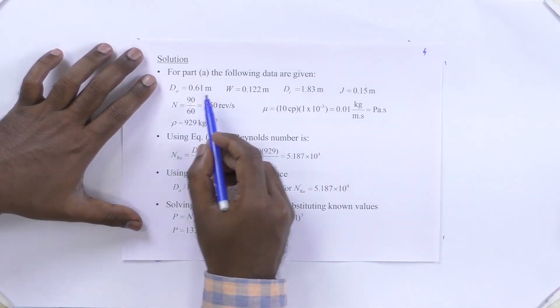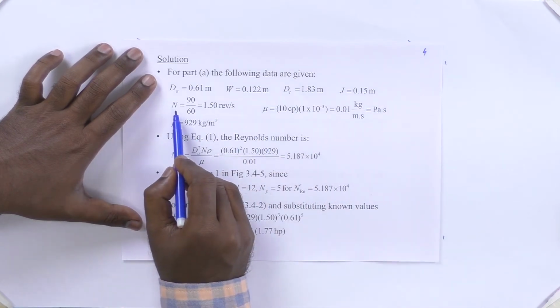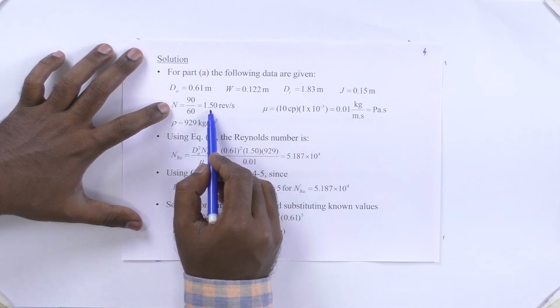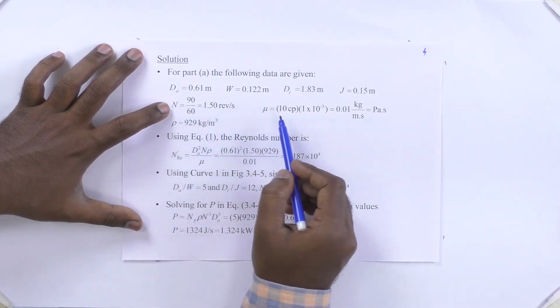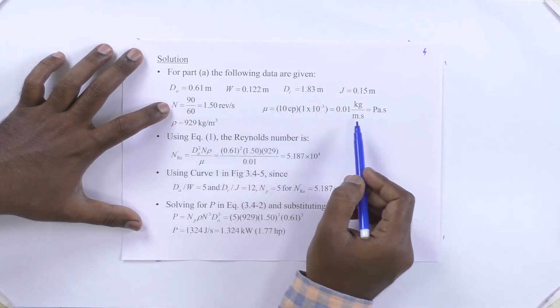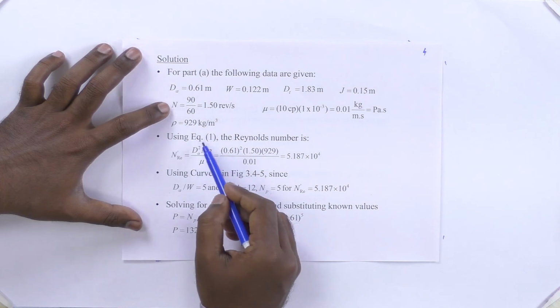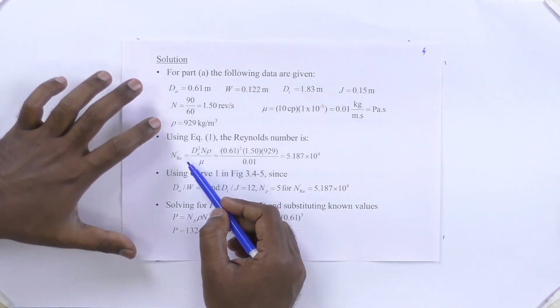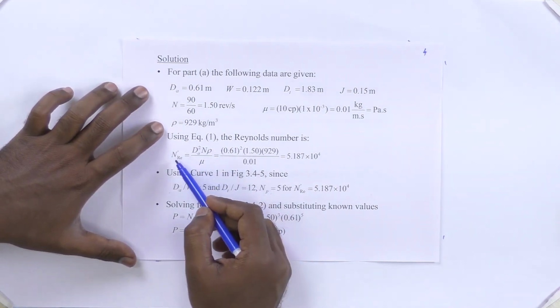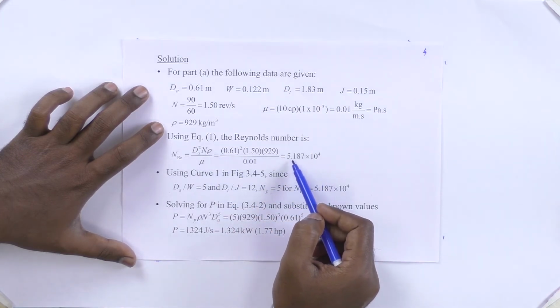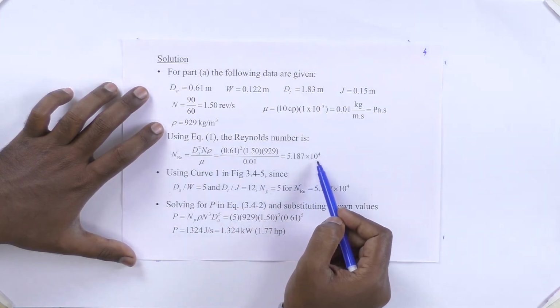So these are the given data in the problem, and as I told you, n is equal to 90 rpm, and we have to convert it into seconds. So we are going to have 1.5 revolutions per second, and mu, given in centipoise, we are going to convert into kilogram per meter second, and rho is given in the problem. First we are going to calculate the Reynolds number. The Reynolds number is dA square n rho by mu. When you substitute, this is going to be 5.187 into 10 to the power of 4.